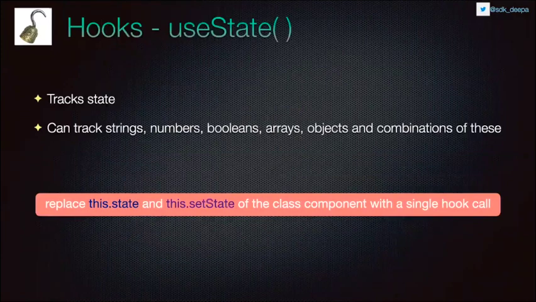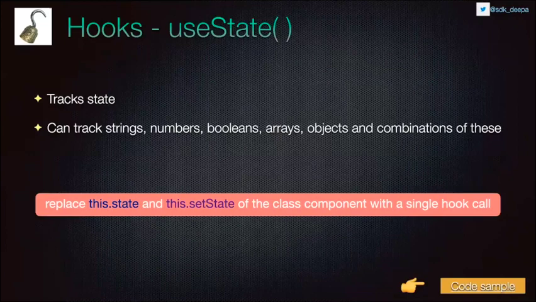So what does useState do? useState, as the name suggests, tracks the state of a functional component. This hook is used to render the UI when data changes. It can track strings, numbers, or a combination of all of these. This hook replaces this.state and this.setState of a class component with a single hook call.